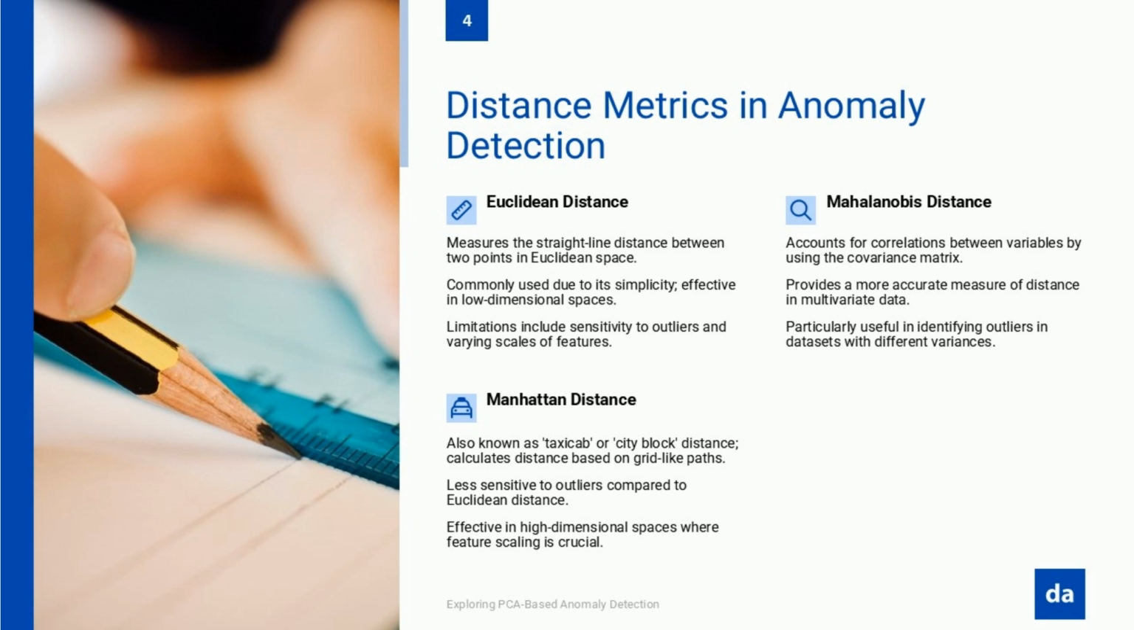But not all distance measures work the same way, and choosing the right one can make all the difference in accuracy. One of the most commonly used metrics is Euclidean distance, which simply measures the straight line distance between 2 points in space. It's intuitive, easy to compute, and works well in low-dimensional spaces.